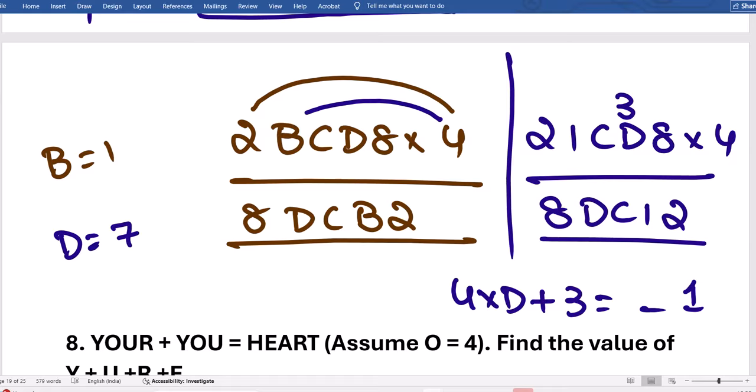For 4 times 7, 28, 28 plus 3 is 31, ending with 1. Why can't it be 6, sir? 4 6s are 24, 24 plus 3 is 27. It should end with 1, but here it is ending with 7. Ending with 1 is already fixed.